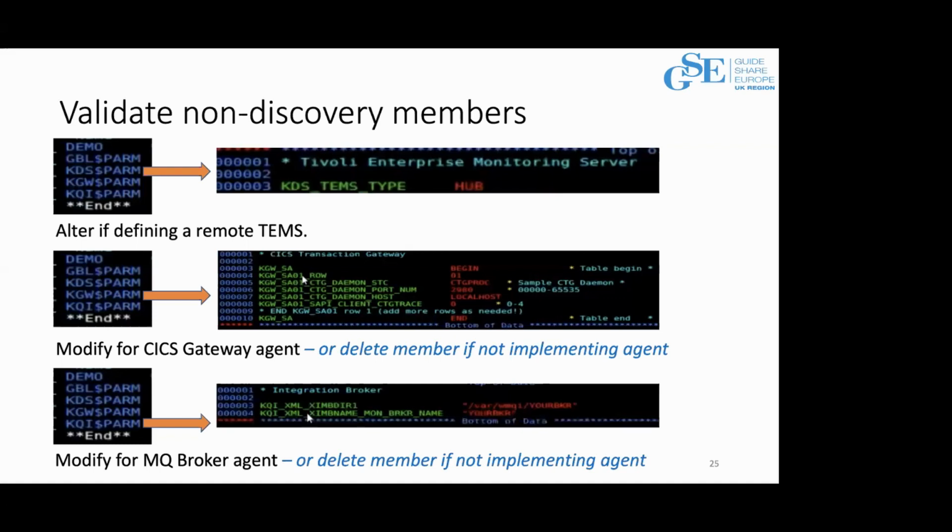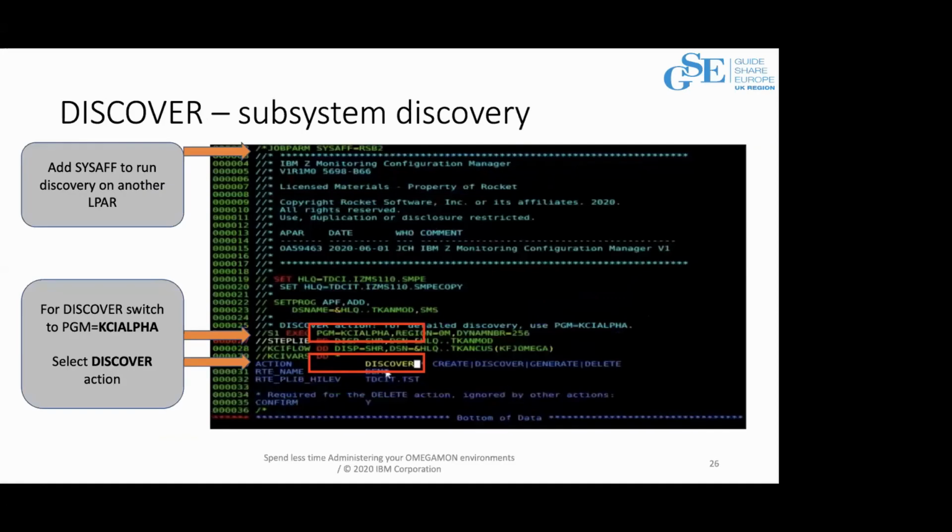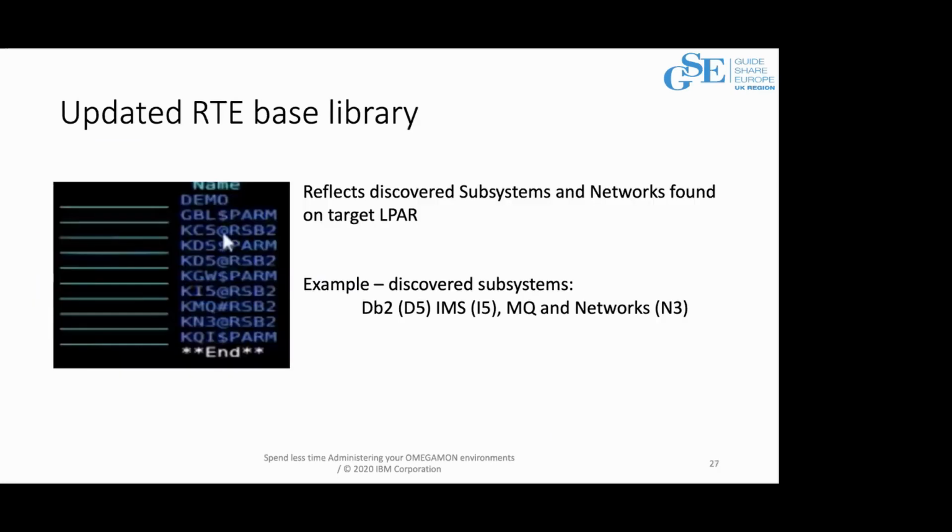It's a one-time change. So once you've done the create, you run the discovery, and you can run the discovery on multiple systems. So you just add the job PARM SYSAF if you want to run it on another LPAR. You do need to change, as I mentioned earlier, the program. So just change KCI Omega to KCI Alpha, ensure the dataset is APF authorized, select the discover action, submit the job. And that will create the additional LPAR-specific members.